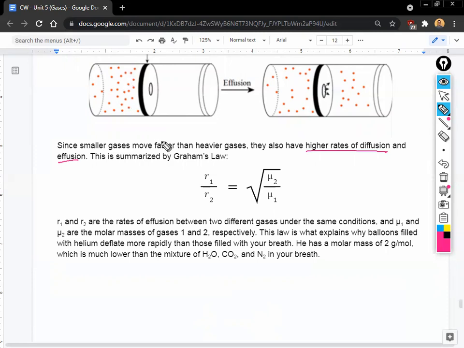That's basically what this formula is telling you. You don't need to memorize this formula. Just know that R has to do with the rate of the gases, and remember mu, this has to do with the molar mass. So basically this formula tells us the bigger the gas, the slower it's gonna spread out. The smaller the gas, the faster it's gonna spread out.